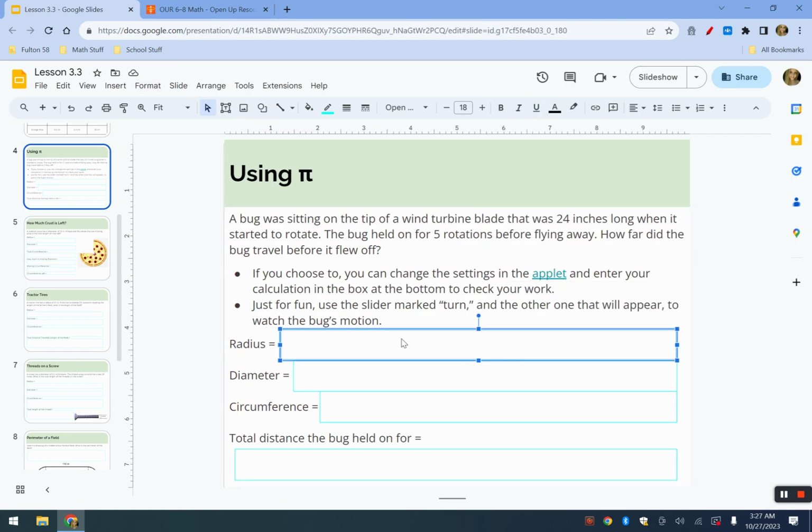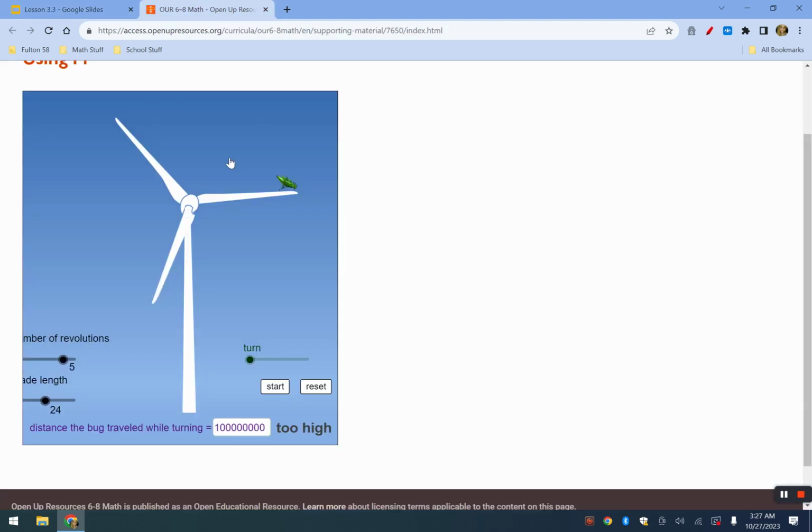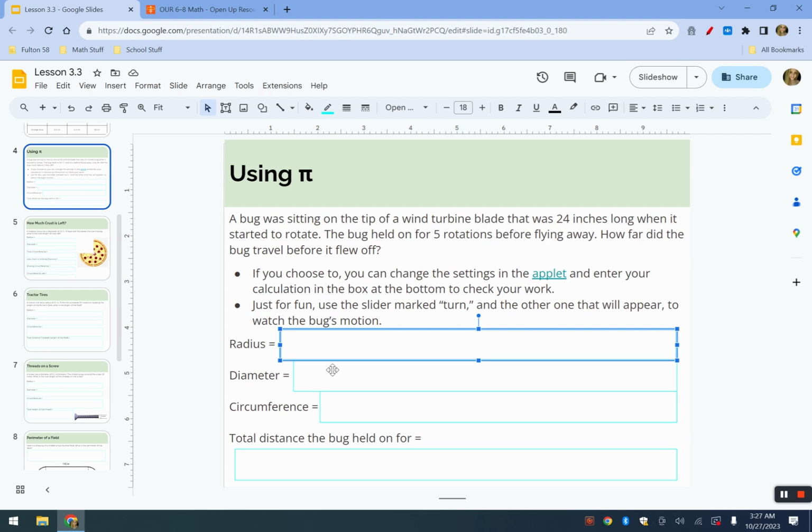So go ahead. I want you to tell me, what is the radius of this circle? What is the diameter of that circle? Find the circumference, and then find the total distance the bug held on for. Okay, go ahead, pause here, try this slide, and come back once you're ready.